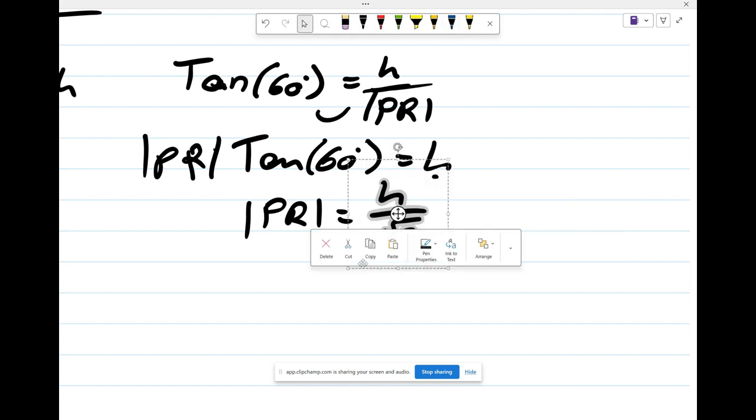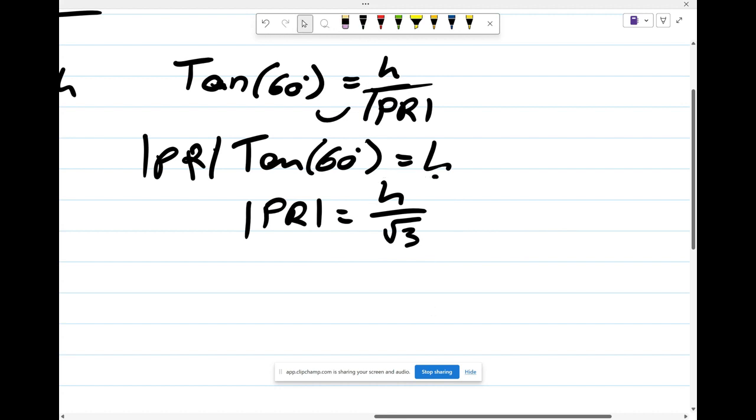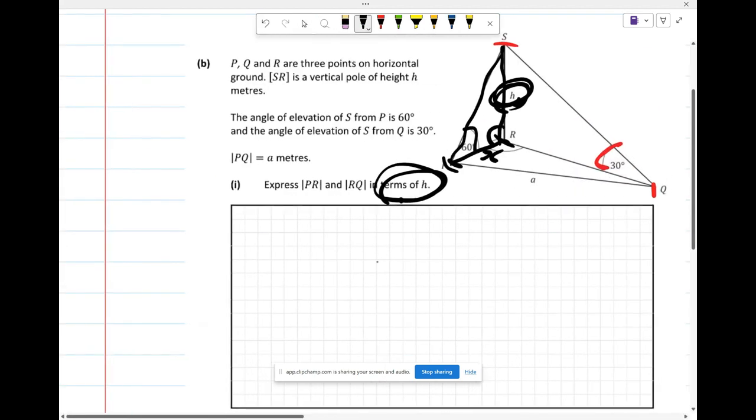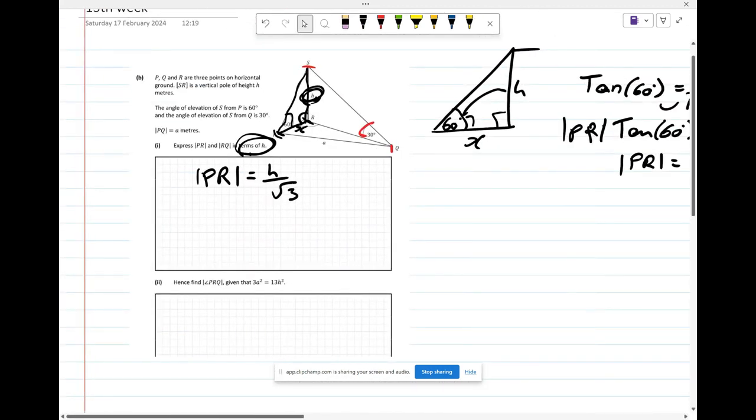So p is alone on the left-hand side, and the in terms of h is on the right-hand side. So that's the question done. So now PO is equal to h over root 3. Okay, and that's the question done.